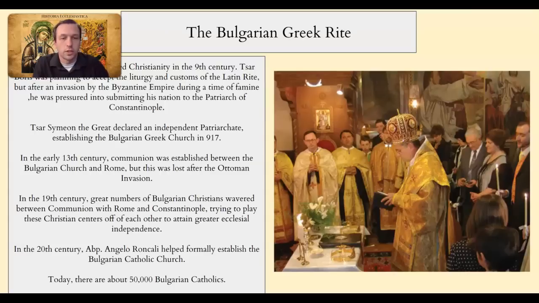In the early 13th century, communion was established between the Bulgarian Church and Rome, but tragically this was lost after the Ottoman invasion. In the 19th century, great numbers of Bulgarian Christians wavered between communion with Rome and Constantinople, trying to play these Christian centers off of each other to attain greater ecclesial independence. In the 20th century, Archbishop Angelo Roncalli, who later became Pope John the 23rd, helped formally establish the Bulgarian Catholic Church. Today, there are 50,000 Bulgarian Catholics.